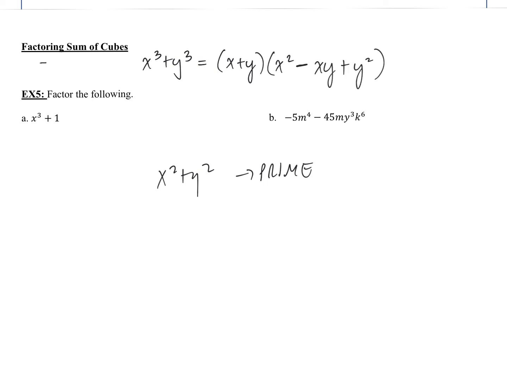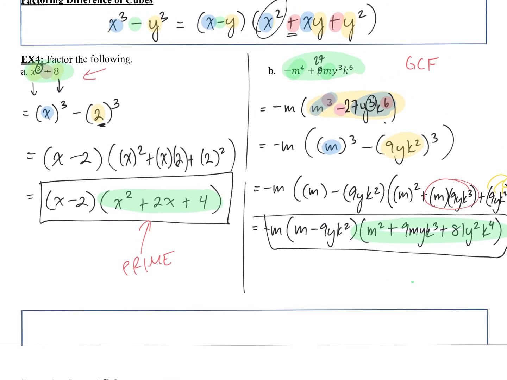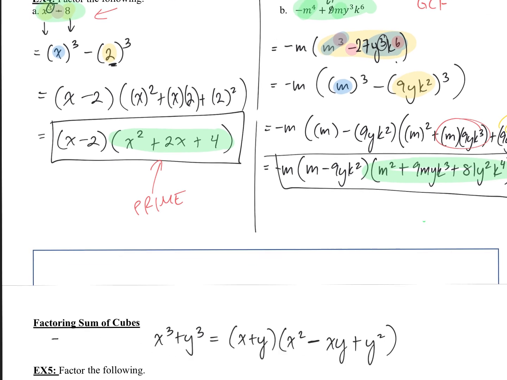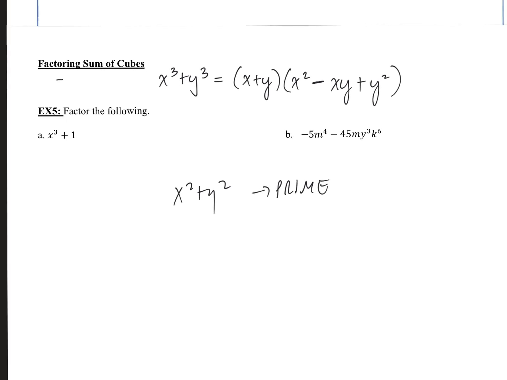You'll notice it factors in almost the exact same way that the difference of cubes factors. The only difference between the two is these signs right here, this one and this one. The first sign copies the original, and then the second one is the exact opposite. Same thing here. First one copies, the second one is the exact opposite of the original sign.